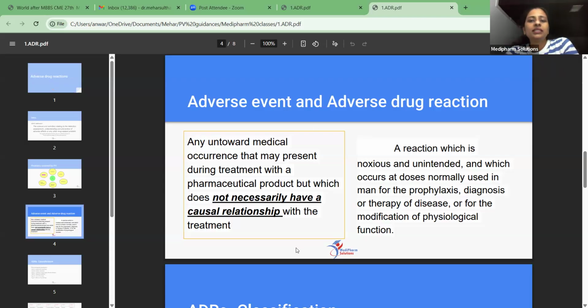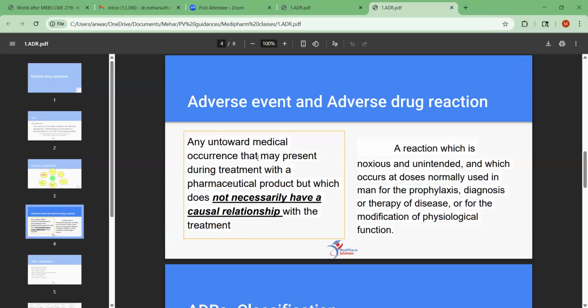These definitions are taken from the WHO ICH E2A guidance, which says an adverse event is any untoward medical occurrence that may present during treatment with a pharmaceutical product, but which does not necessarily have a causal relationship with the treatment. Which means, you are giving a drug to a patient, say paracetamol. The patient has taken paracetamol, and 10 minutes after, he was walking on a road and was hit by a bicycle. So what could this be? Is it an adverse event or an adverse drug reaction?